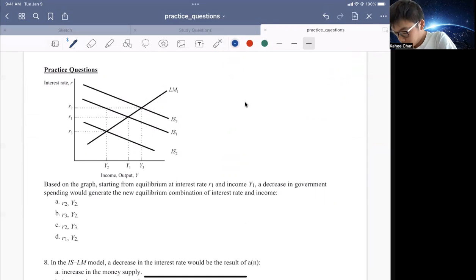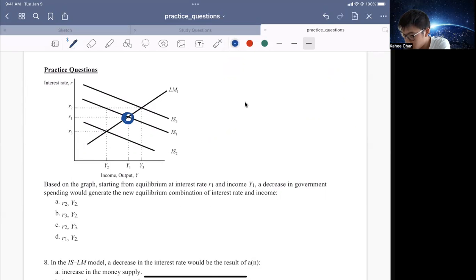Based on the graph, starting from the equilibrium at the interest rate R1 and income Y1. So we're starting from this point, the original equilibrium. When there's a decrease in government spending, it will generate a new equilibrium combination of interest rate and income.